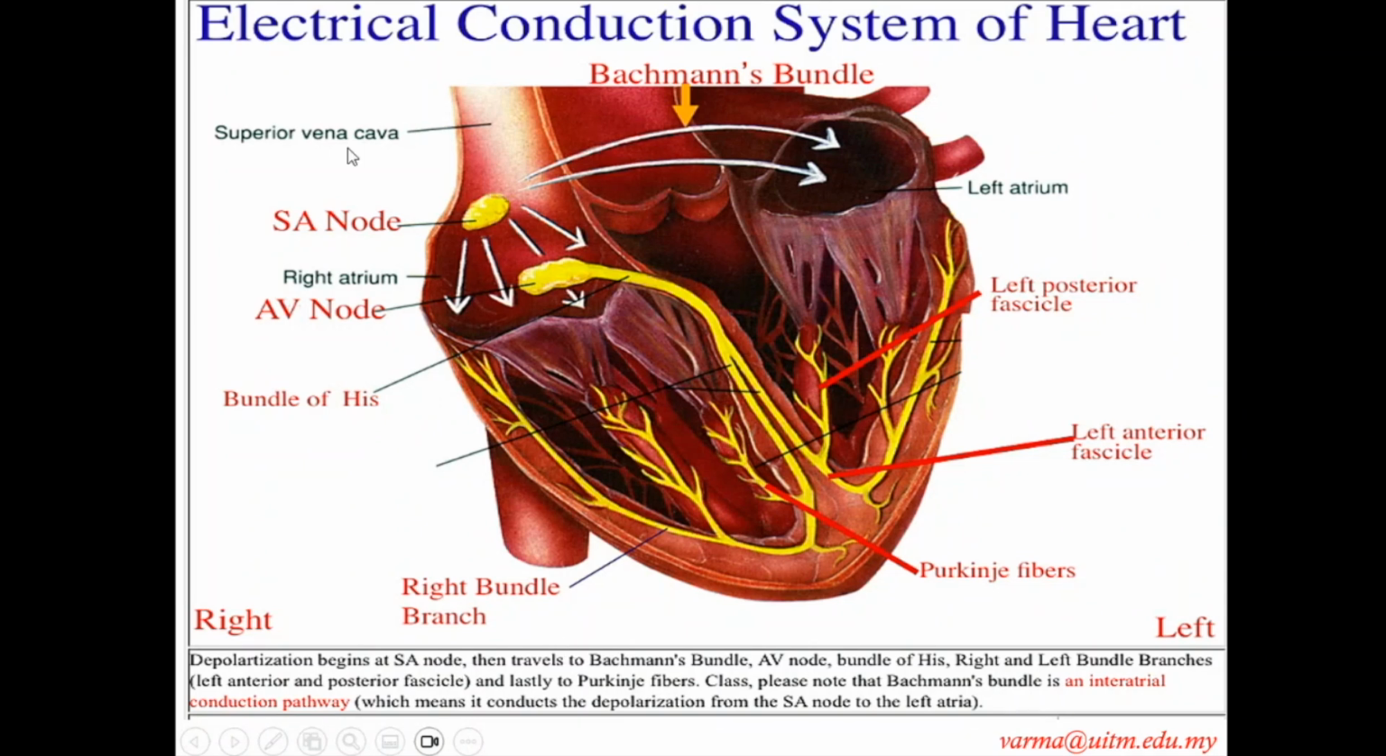So the depolarization will begin at the SA node and go to your AV node. From the SA node, it can also go directly to the left atrium via Bachmann's bundle. But to the ventricle, it follows the bundle of His, and then lastly the Purkinje fibers. Bachmann's bundle is an interatrial conduction pathway.